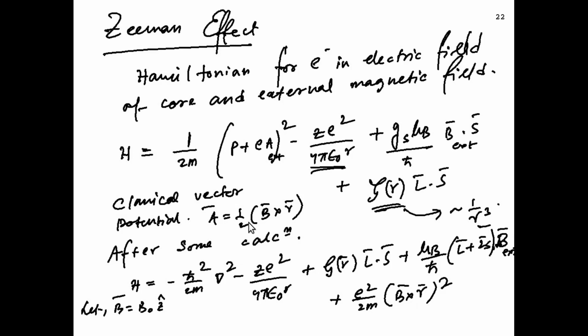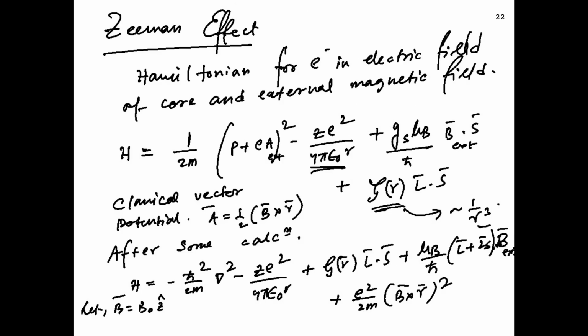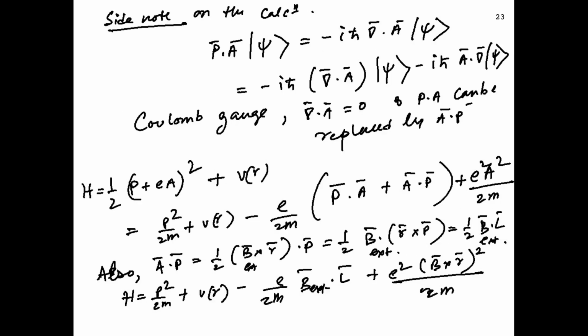So just do this algebra, these one or two lines of algebra. When you plug that in, you get this form of the Hamiltonian. And now you choose, for convenience, your B external to be along the z axis with a uniform magnitude B naught. So here is a quick side note to show how to do that calculation at the last line, which I said you can work out on your own.